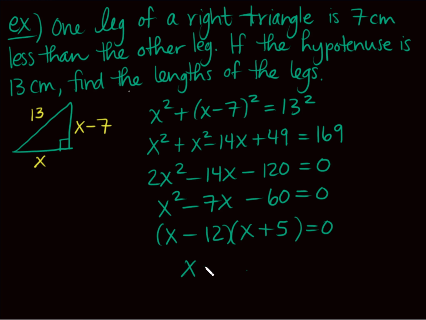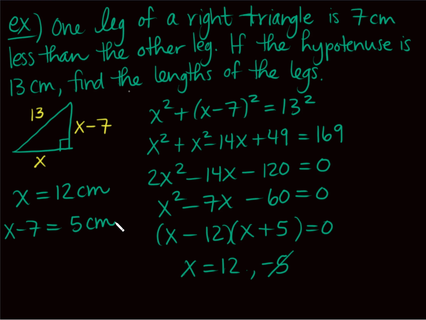So what are my options for x? 12 and negative 5. I'm going to throw out that negative 5 because that doesn't make sense for the length of a triangle. So one side of the triangle is 12 centimeters, and then it's funny because that 5 comes into play anyway. Now, what's the other side? I just subtract 7 from 12, and I get 5. And then I put a pretty little bow on it by writing it out in a beautiful sentence.